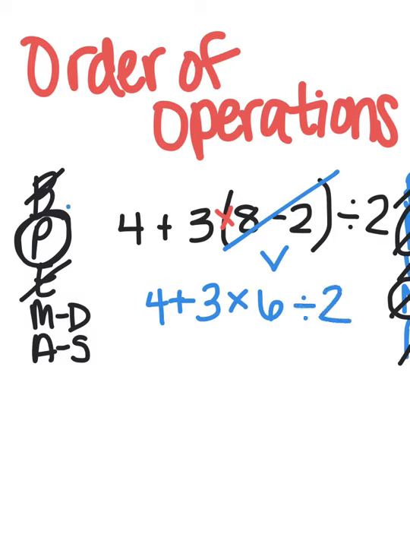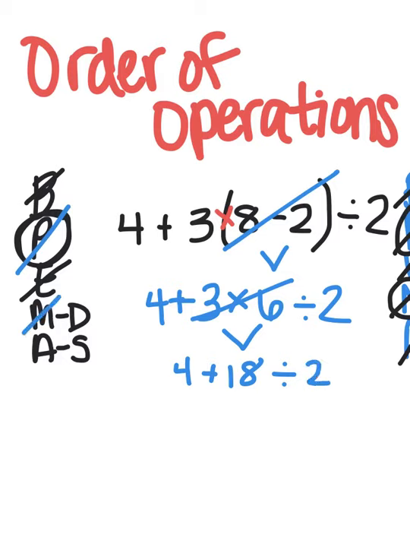Okay, done with parentheses. Now, I know I have M and D in the same line. I have multiply and divide in my problem. So I see which one's closer to my left side. Multiply is actually closest to the left side this time. So 6 times 3, or 3 times 6, is 18. Cross it out, bring everything else down.